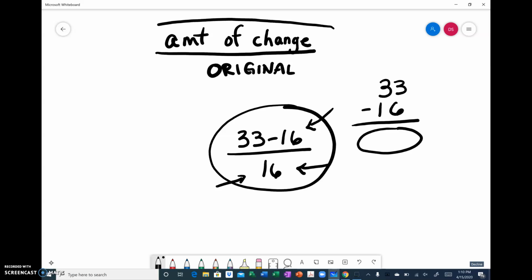And that's why it is the answer to 13, because it doesn't belong. The other three showed percent of decrease.